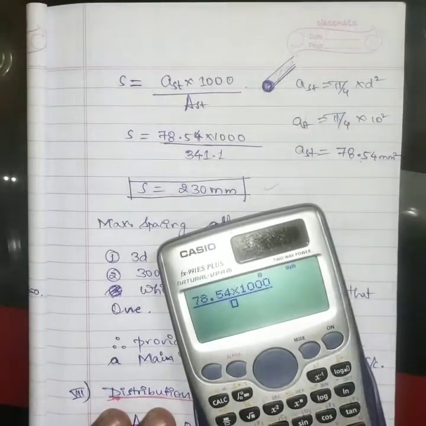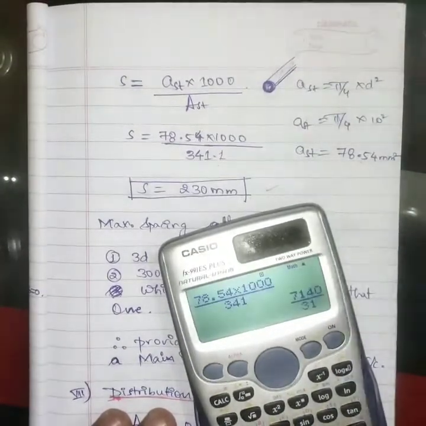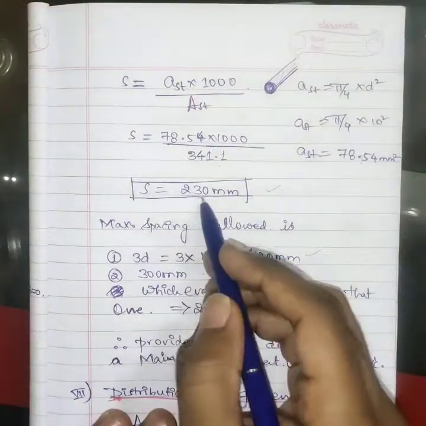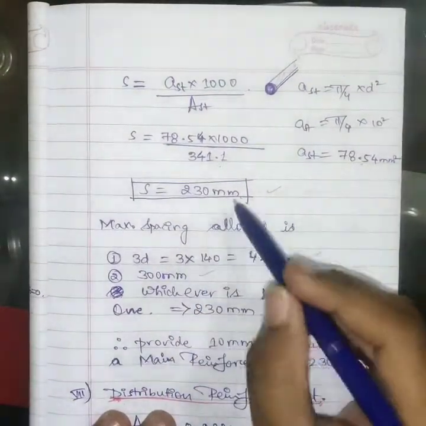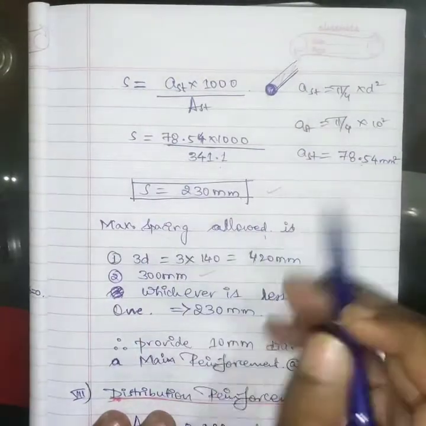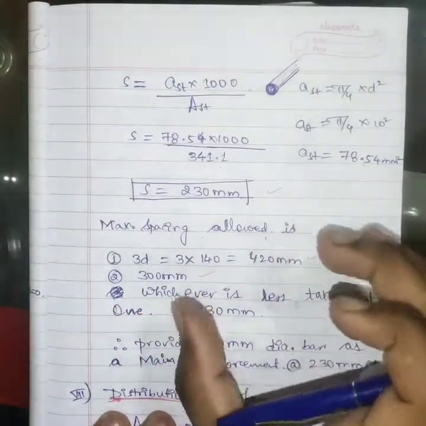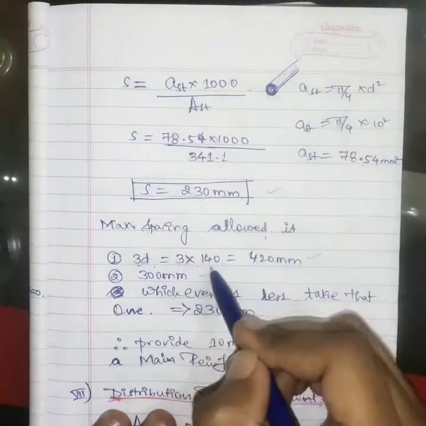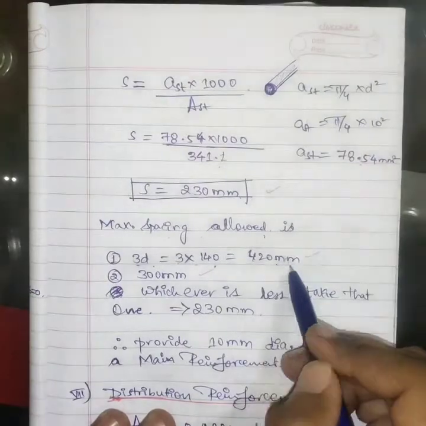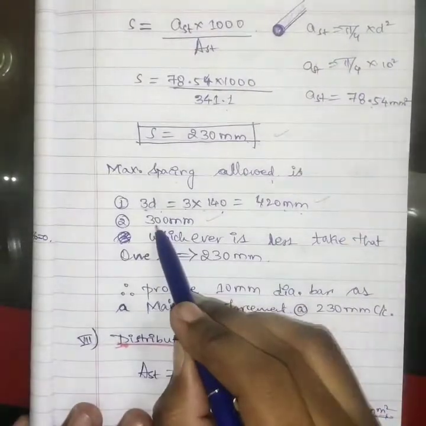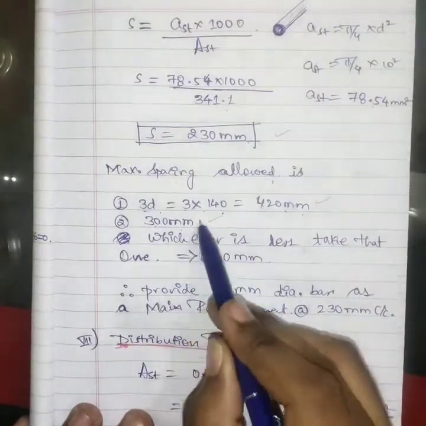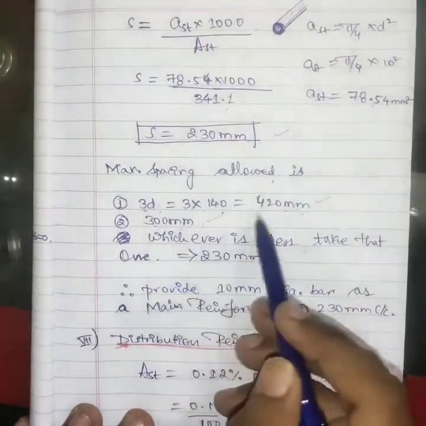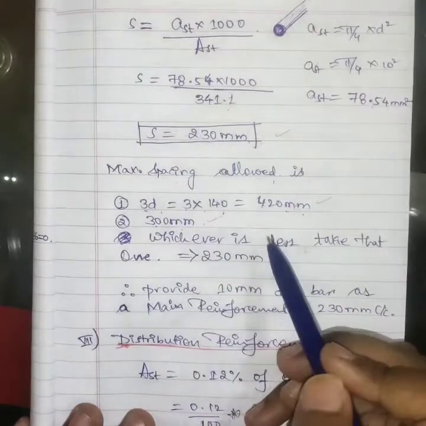The maximum spacing allowed condition for the slab is 3 times of effective depth, that is 3 into 140 is equal to 420 mm, and one more condition is given as 300 mm. Out of these three, whichever is less we have to take. 300, 420, 230. The lesser value is 230, so we take 230. So provide 10 mm diameter bar as main reinforcement at 230 mm center to center.